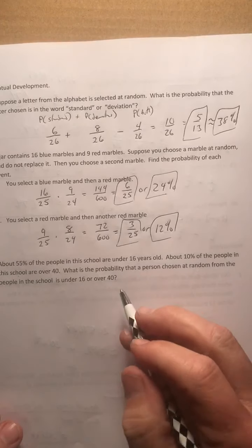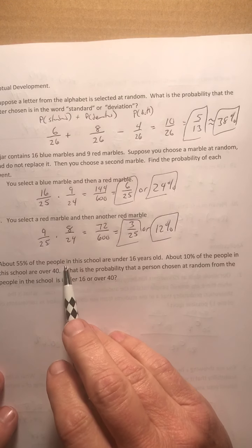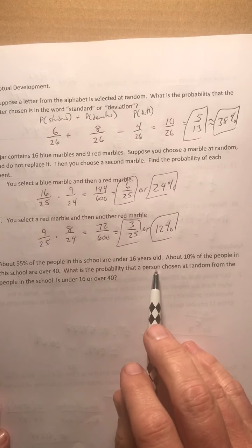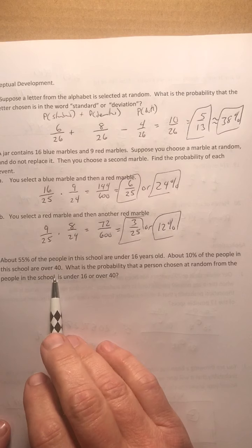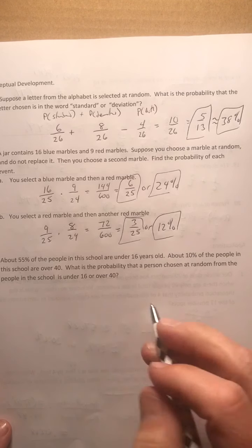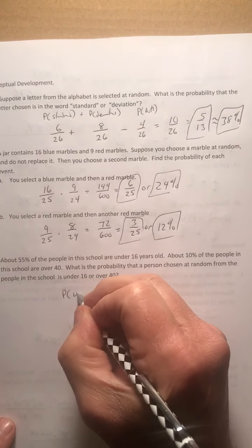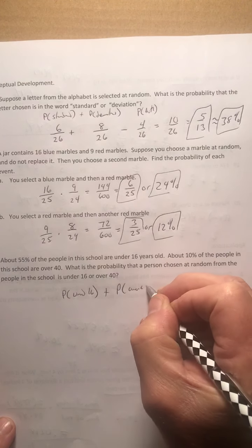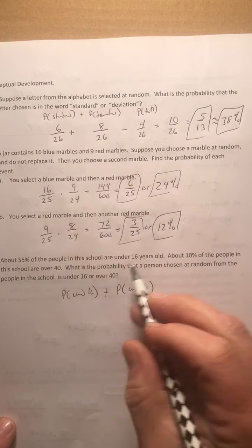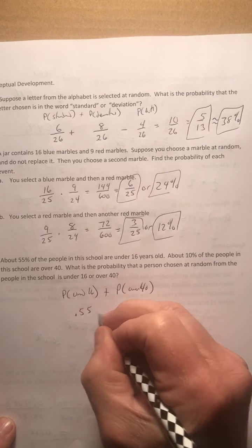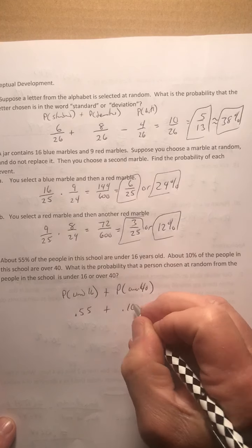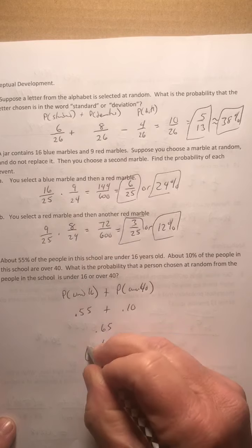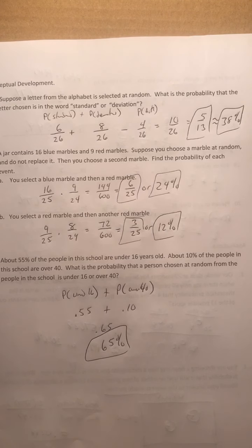All right, and then this last one should be easy. 55% of the people in school are under 16, 10% are over 40. What's the probability the person chosen is under 16 or over 40? We just have to do the probability under 16 plus the probability over 40. That's 0.55 plus 0.10, which gives us 0.65, which is 65%. All right, and that's what your quiz looks like.